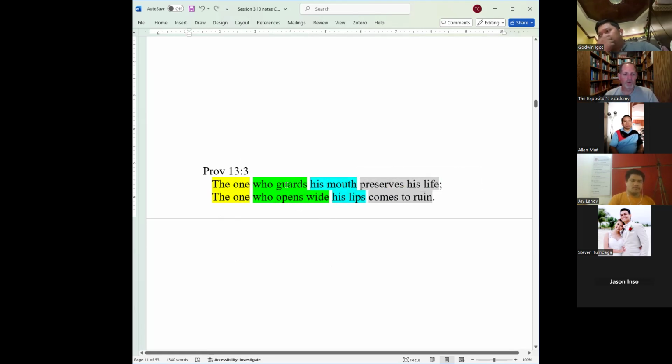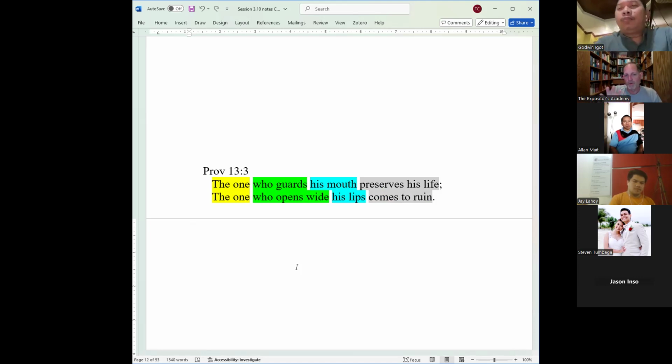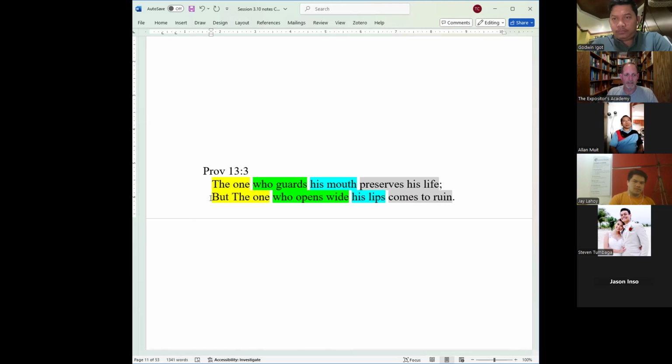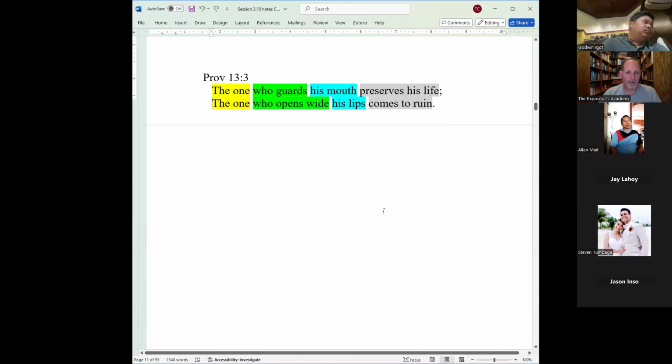But notice in the first one, the one who guards preserves his life. The one who opens wide comes to ruin. That's the opposite. So this is contrastive. It's contrasting the one who guards his mouth versus the one who opens it wide. The one who guards preserves, the one who opens wide comes to ruin. And notice there is no "but" here at the beginning of the second line, but it's still contrastive. All right. Okay. I think those are the straightforward ones.